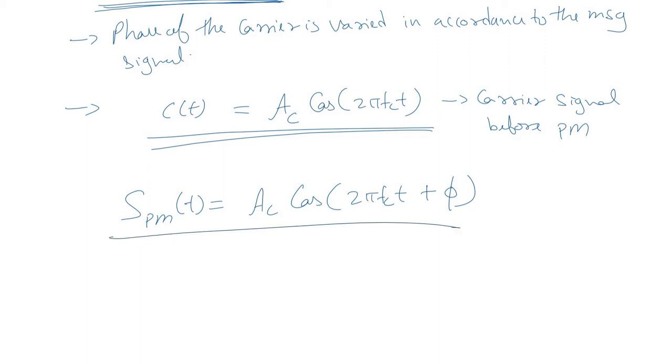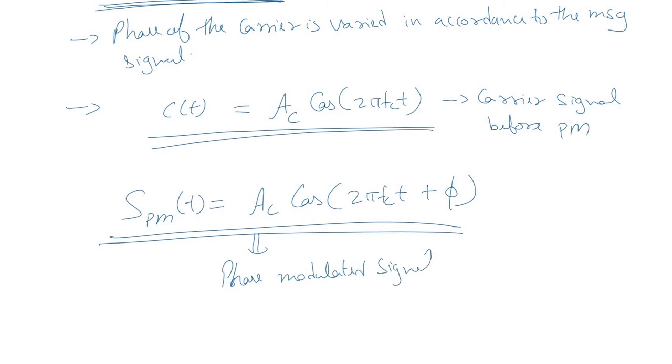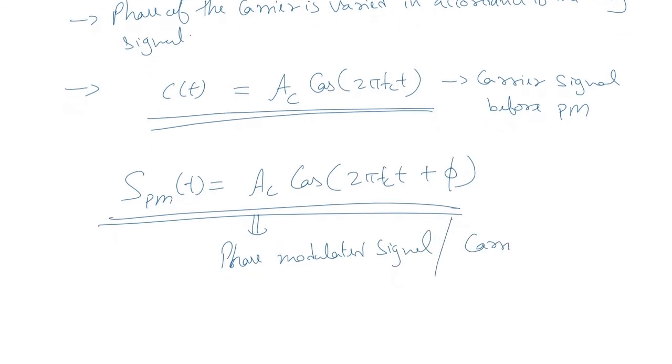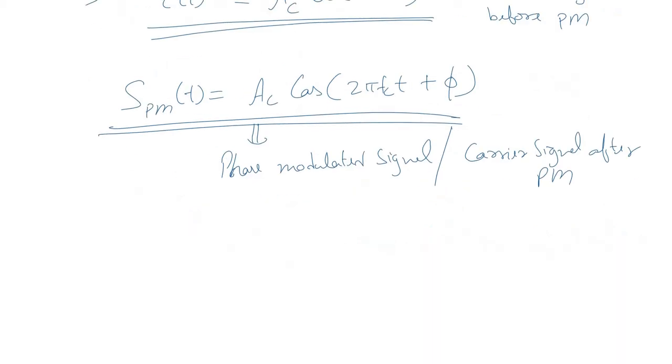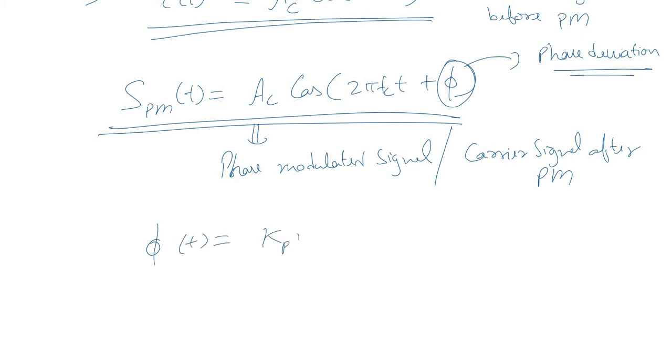So this is your phase modulated signal, or you can say it is your carrier signal after phase modulation. And this phi is the deviation in phase. This is your phase deviation. It gives you the measure by which the phase is being changed. So this phi of t is nothing but equal to Kp into m(t), because the phase change has to be in accordance with the message signal.